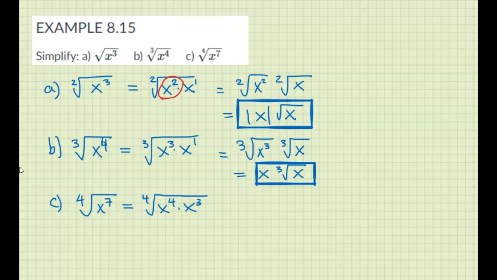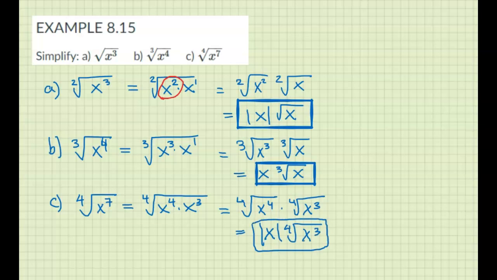These add up to 7, and the 4 divides by 4, so this will be able to be simplified, but this is left over inside the radical. So we have the 4th root of x to the 4 times the 4th root of x to the 3. This is x to the 1 with the absolute value, and this is the 4th root of x to the 3. Like this. All right, that's it for this example.